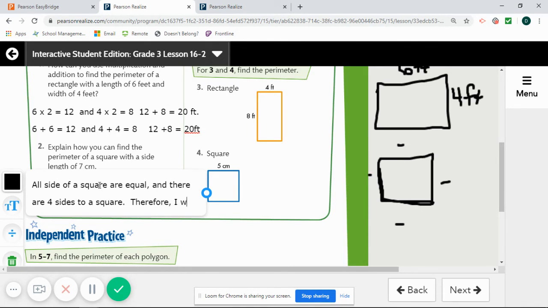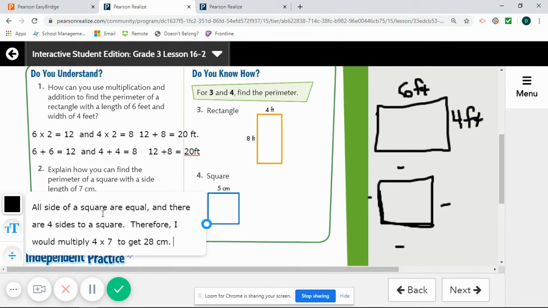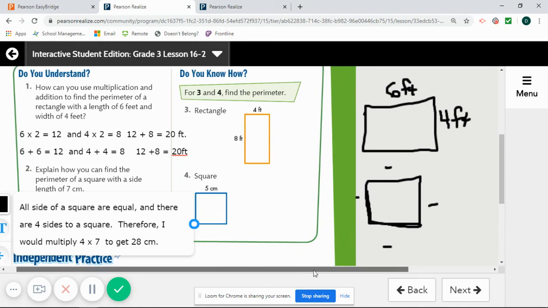Therefore, I would multiply 4 times 7 to get 28, and 28 centimeters as my answer. So if they're asking about a square, it has 4 sides. You just multiply 4 times whatever side they give you. Same with an equilateral triangle, except those have 3 sides.